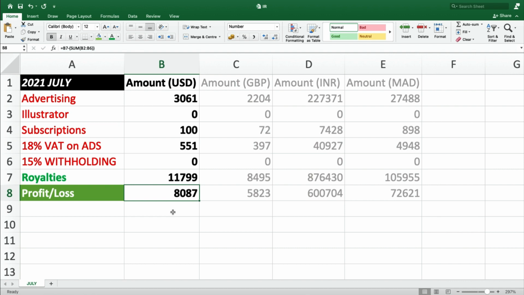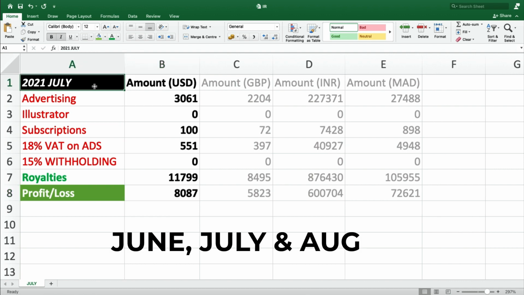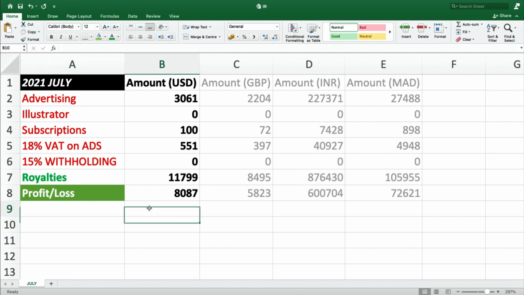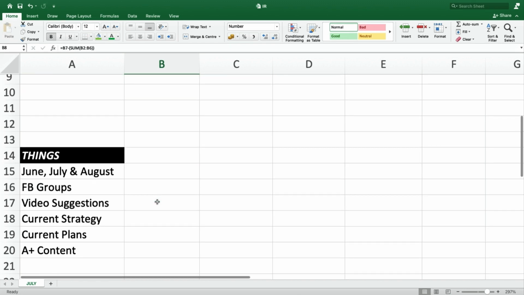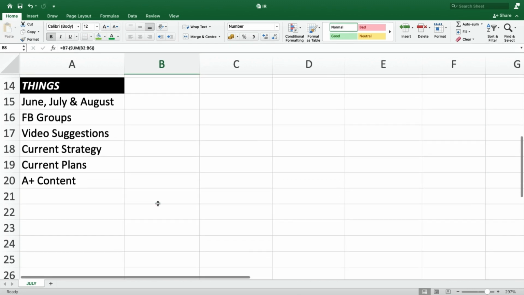Now it's really low because June, July and August are my lowest months. July and August specifically are the worst for me. So that's why the profit is lower than my average. Now I want to talk about a couple of things.